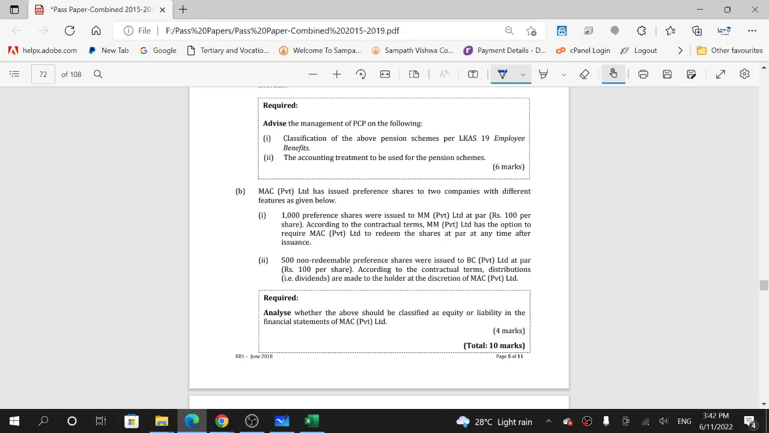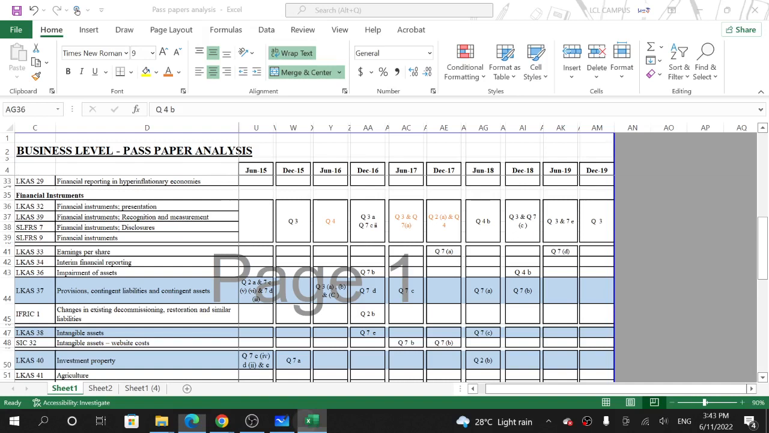Second one, 500 non-redeemable preference shares. What do you mean by non-redeemable preference shares? You don't have a present contractual obligation to pay this back, right? These preference shares are non-redeemable. And distribution, in the sense dividend, also can be paid at the discretion of the issuer, which means it does not create any obligation to Private Limited, so you need to classify them under equity. It's a very simple one, right? You can take 4 marks for each, which we have discussed in our video as well. So that is simple.